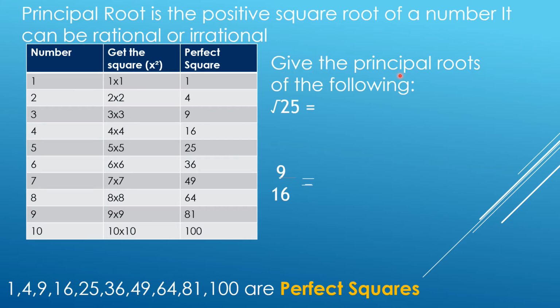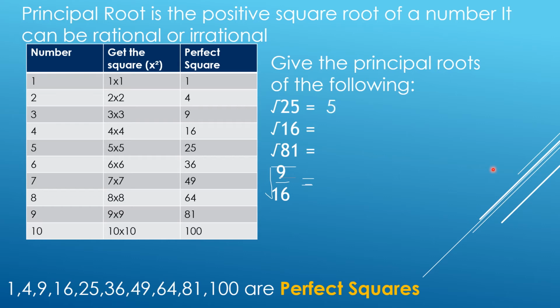Now, I want you to give the principal roots of the following. Square root of 25, square root of 16, square root of 81, and then square root of 9 over 16. Okay, 9 over 16. Now, what is the principal root of 25? Which means, what is the square root of 25? Which means the positive value only, because it says here principal roots. And principal root means positive square root.